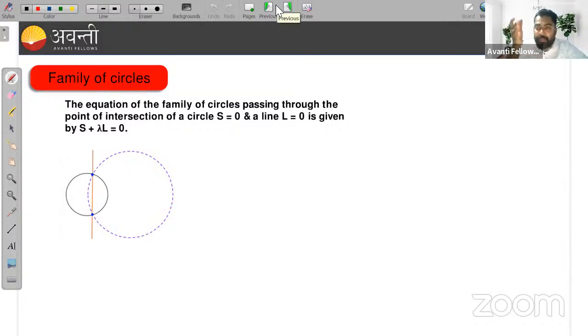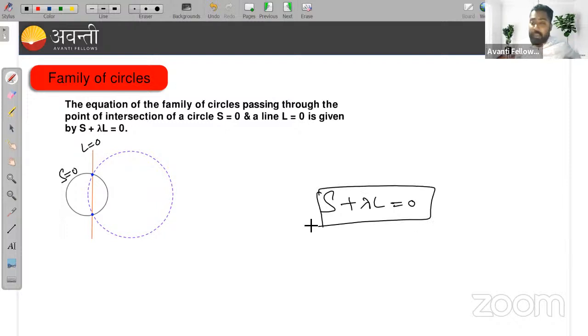If a line intersects the circle at 2 points, we are getting the points of intersection at 2. Passing through those 2 points also, we can draw an infinite number of circles. If the circle equation is S is equal to 0 and the line equation is L is equal to 0, then the family of circles will be S plus lambda L is equal to 0. Clear?